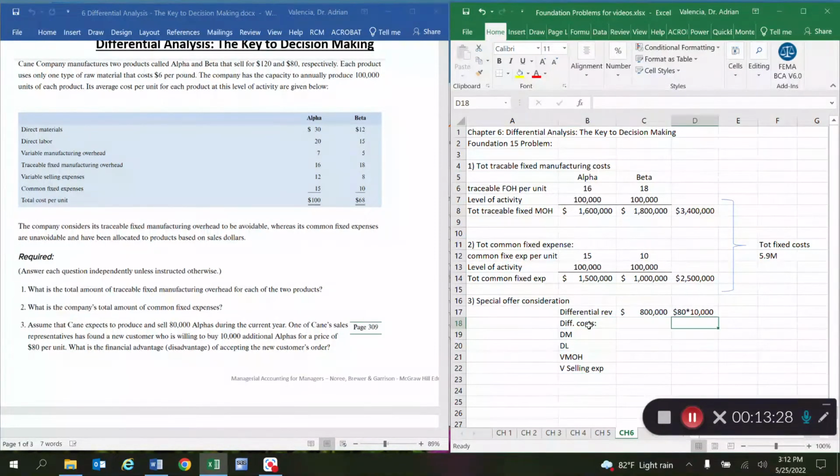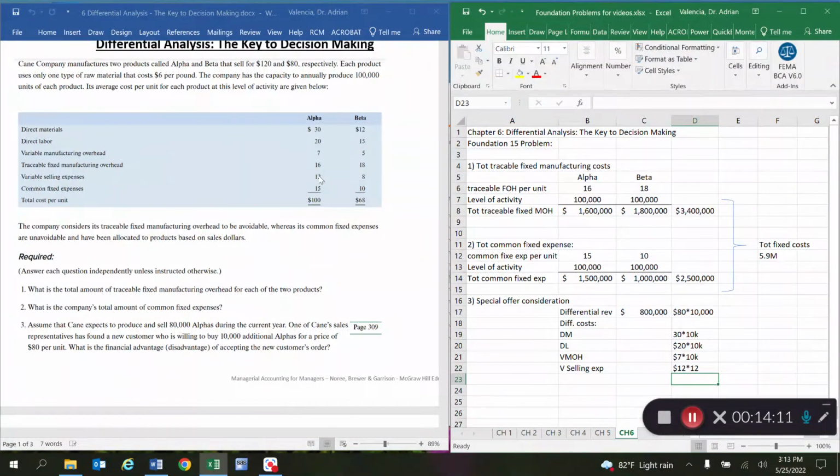So what we have here is this differential cost is going to be $30 per unit based on what they told us here. So if we're going to make alphas, we're going to have to spend $30 per unit times 10K. If we make alphas, we're going to spend $20 per unit for 10K. These are the things that would change. Variable manufacturing overhead is 7 per unit times 10K, and variable selling and administrative expenses are going to be $12 per unit times 10K right here.